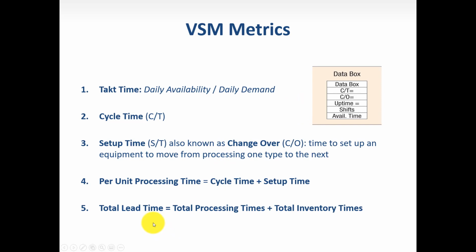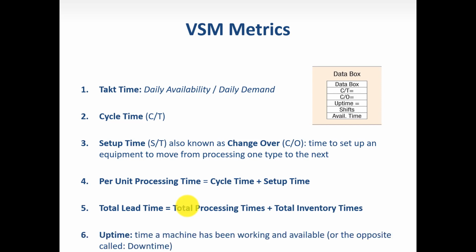We can also calculate what is also referred to as the total lead time, which is the total processing times, which is value, by the way, plus the total inventory times, which is non-value, but the units flow through it. As a small remark, sometimes you have more detailed information like up times or down times, and these are basically percentages expressing how intensively that equipment has been used.